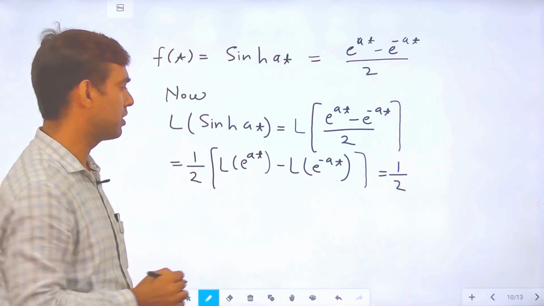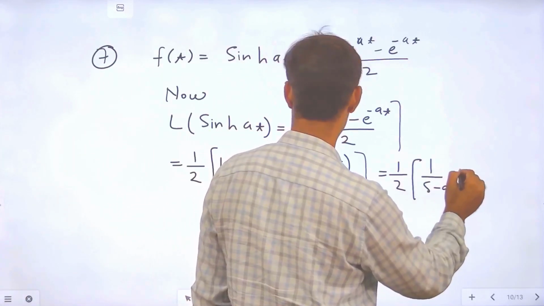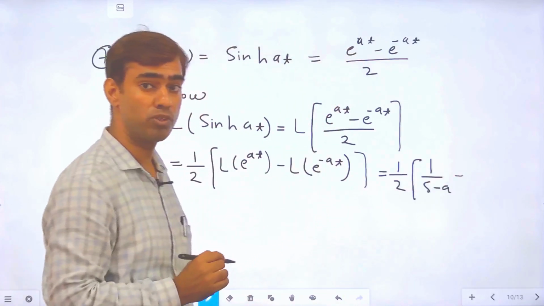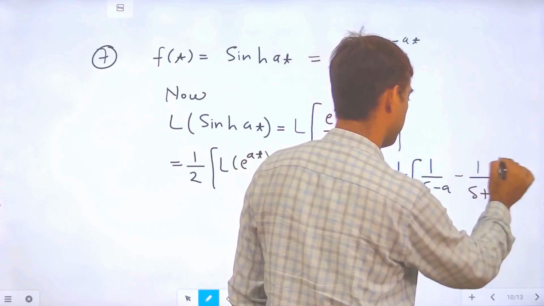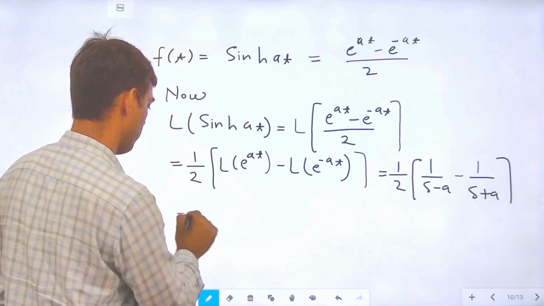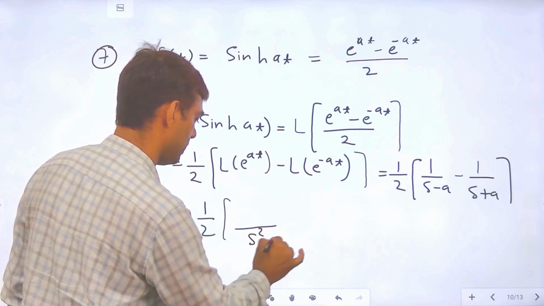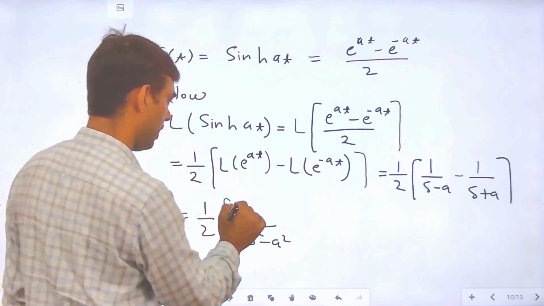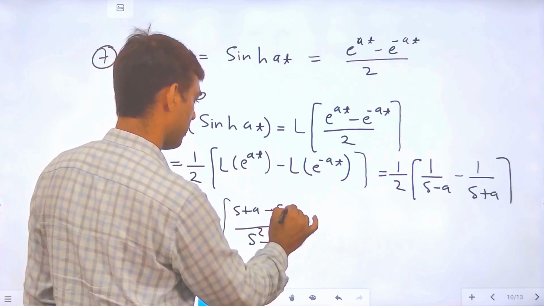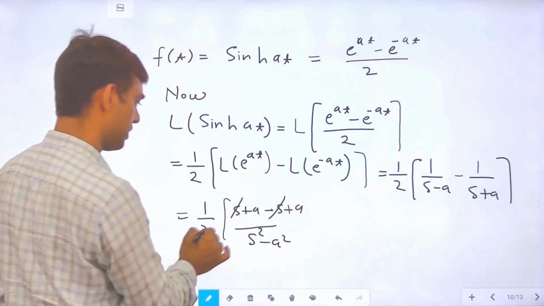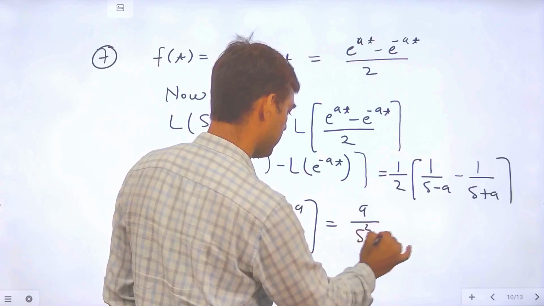We know that the Laplace transform of e to the power at is 1 upon s minus a, minus the Laplace transform of e to the power minus at, which is 1 upon s plus a. So this becomes 1 upon 2, s square minus a square in the denominator, and s plus a minus (s minus a) in the numerator. Minus minus cancels out. After simplification this becomes a upon s square minus a square.